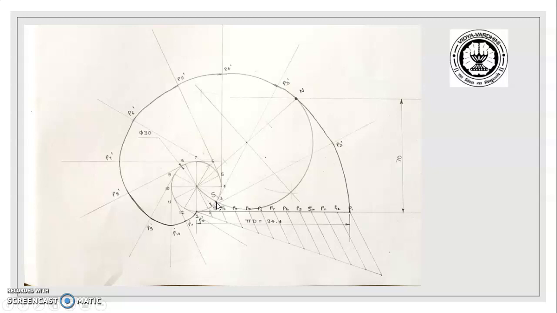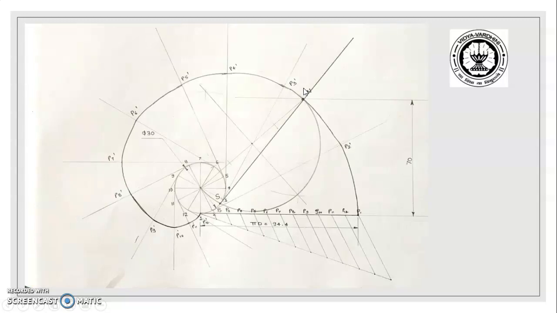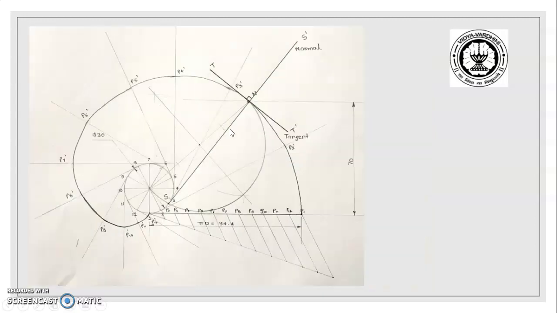From S, draw one line passing through N, which will become the normal line. So this is the normal to the given curve, and when we draw a perpendicular to this, it becomes the tangent. So S N S dash is the normal, T N T dash is the tangent. This is how we are able to draw the involute of a circular profile and the normal and tangent to this.